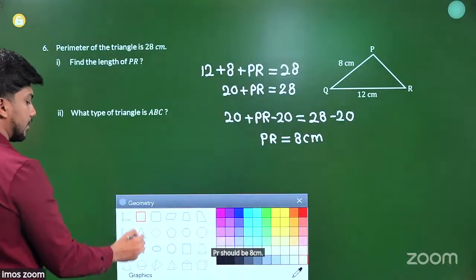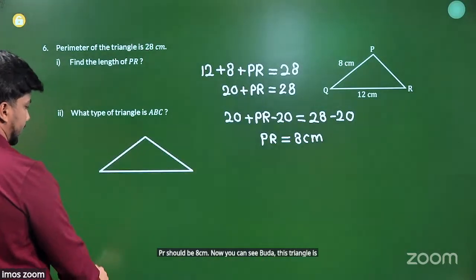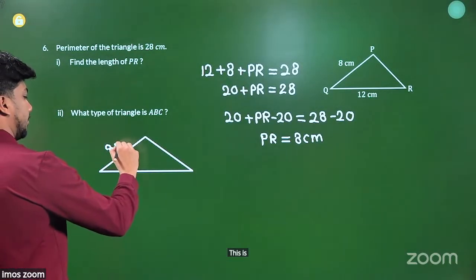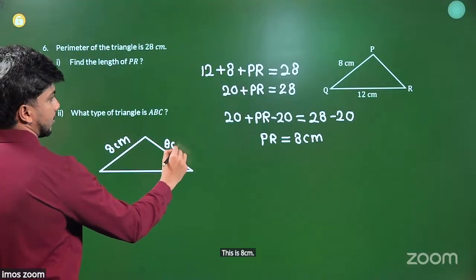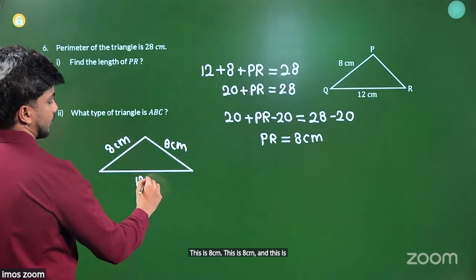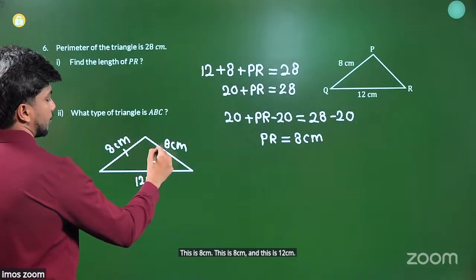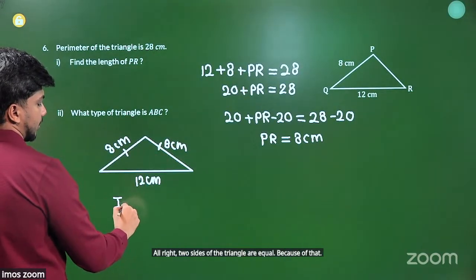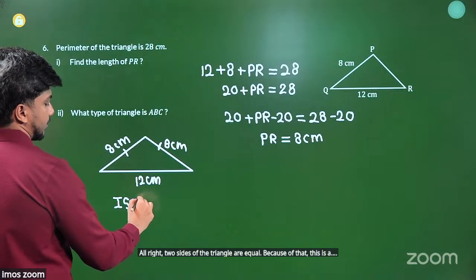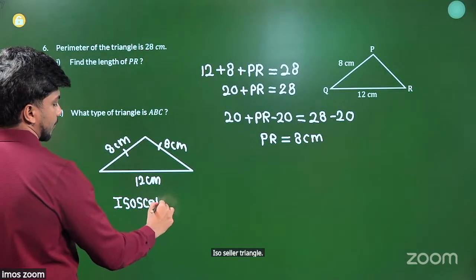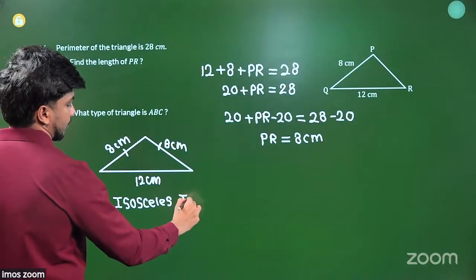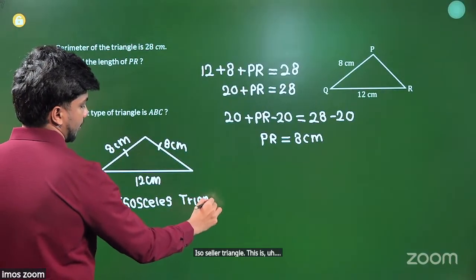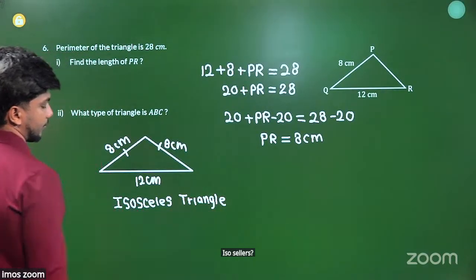Now you can see, this triangle is something like this. This is 8 centimeters, this is 8 centimeters, and this is 12 centimeters. Two sides of the triangle are equal. Because of that, this is an isosceles triangle.